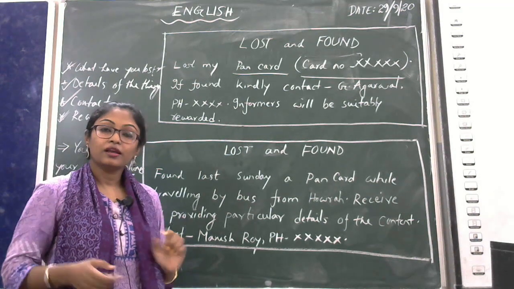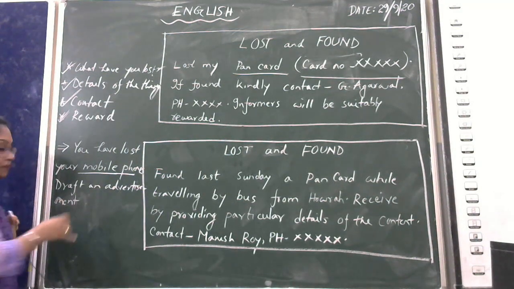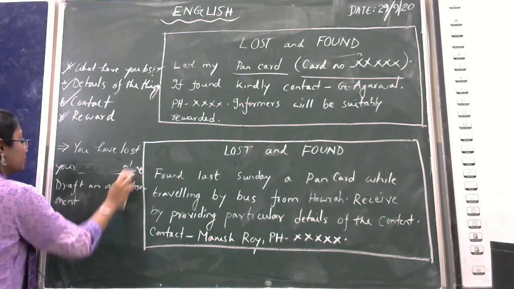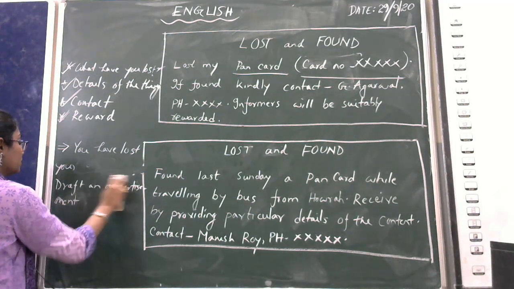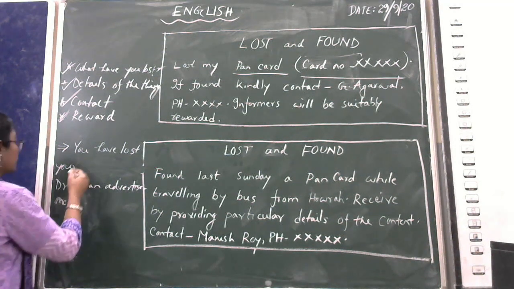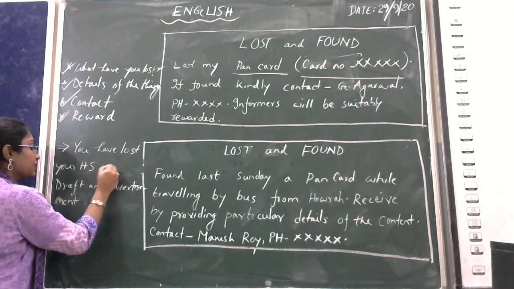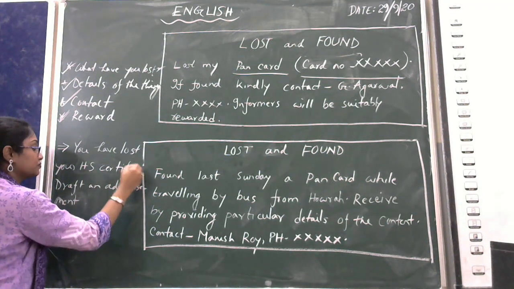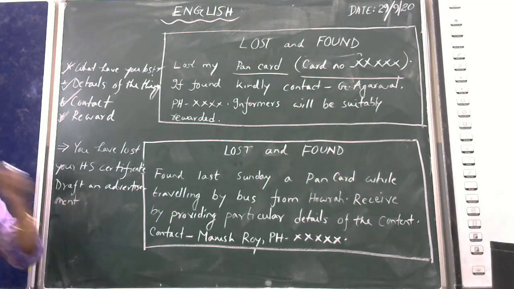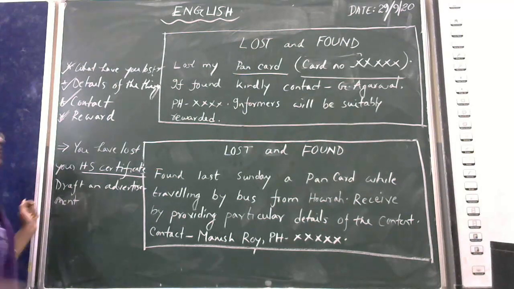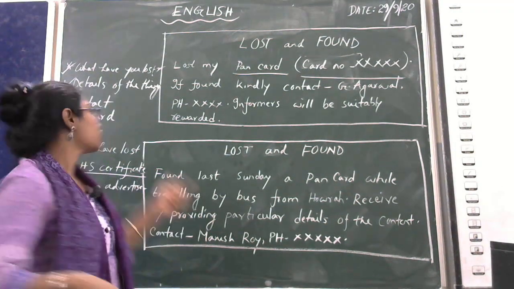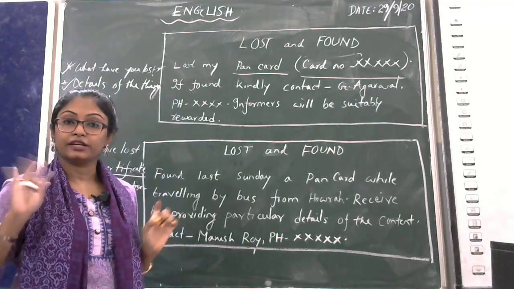Done. So we have lost your... another question I am giving. You have lost your HS certificate. Draft an advertisement. So what is the thing that is lost? That is the HS certificate. Okay? That is the thing I have lost. So: lost my HS certificate. Done.